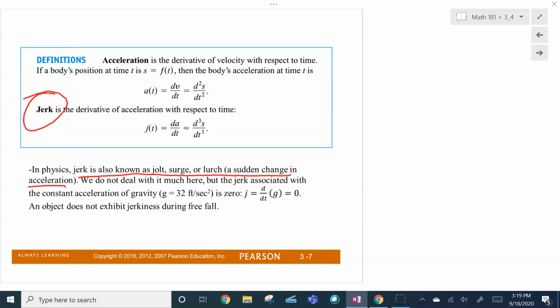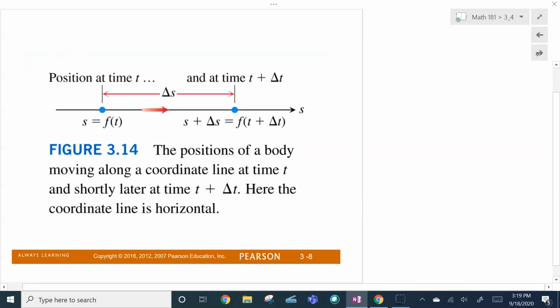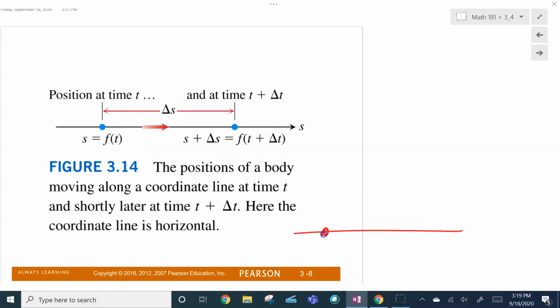If you take a calculus-based physics course, you might get more into that, or in some other STEM courses. Now, the position of a body moving along a coordinate line at time t, when you're moving along just a horizontal axis. So let's say you start right here.